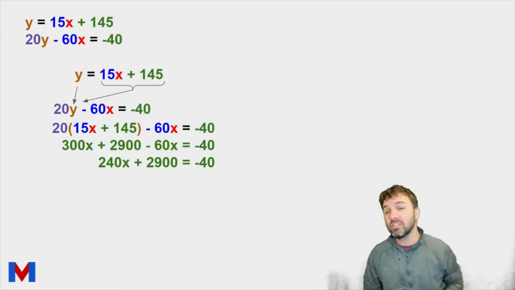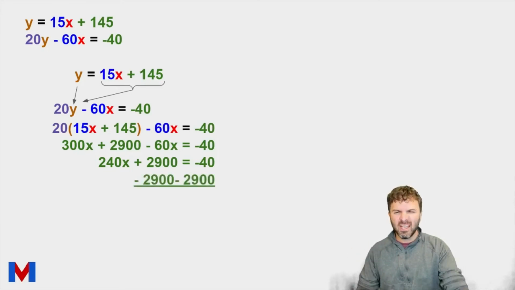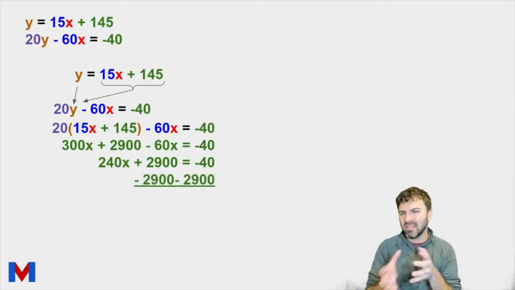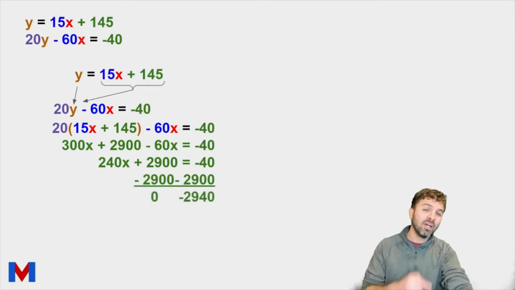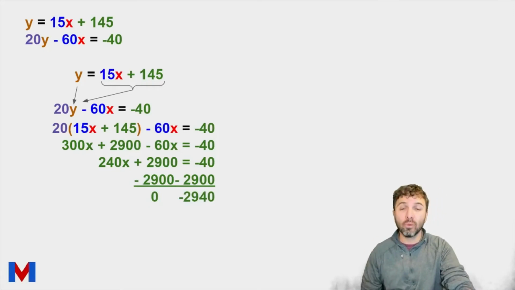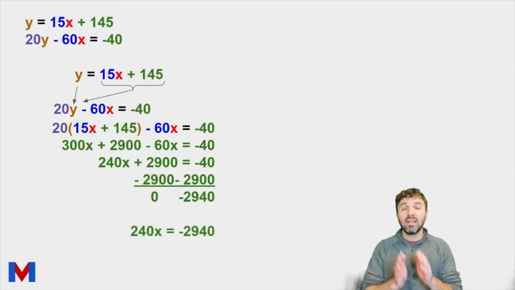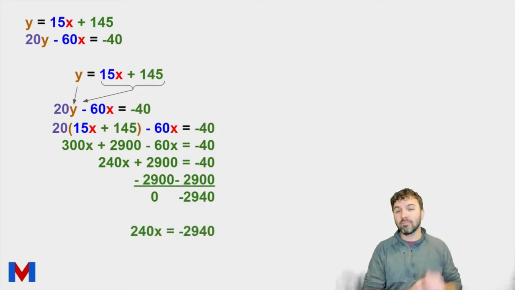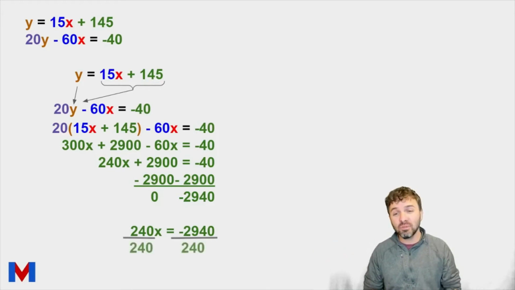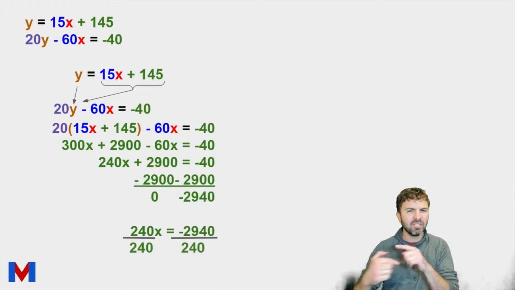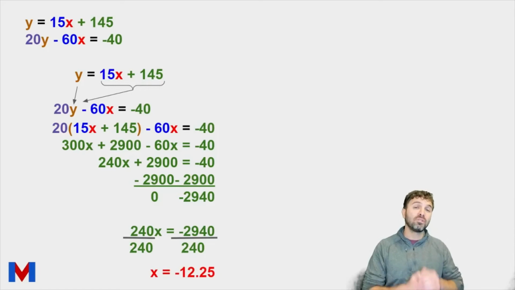And now we have a two-step equation. So we're going to subtract 2900 from both sides. And it looks a little messy. I'm sorry, there's just not a lot of space here. So 2900 minus 2900 is 0. And negative 40 minus 2900 is negative 2940. So what we're left with is 240x equals negative 2940. Then we're going to divide both sides by 240 because that's 240 times x. The inverse operation is divide. And we're left with x equals negative 12.25.